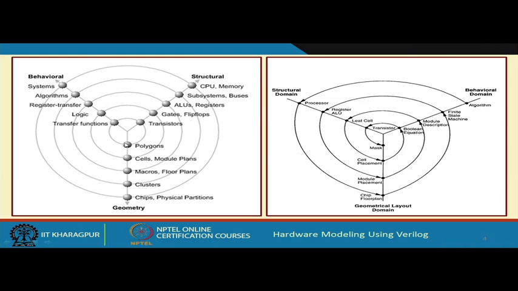So, as you go from the outermost circle towards the innermost circle, from all the 3 viewpoints your design is getting refined from very high level or abstract. From a very abstract level, in the behavior you will say that, well, I want a computer system. In the structure level you will say that, well, I need 2 processors and 1 memory block. Now, in the physical level you will say that, well, on the board I need 4 chips. These are the different ways to look at the same thing.